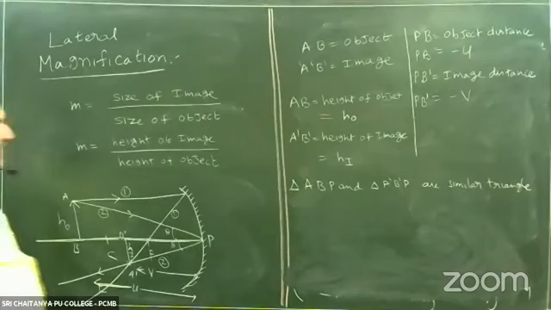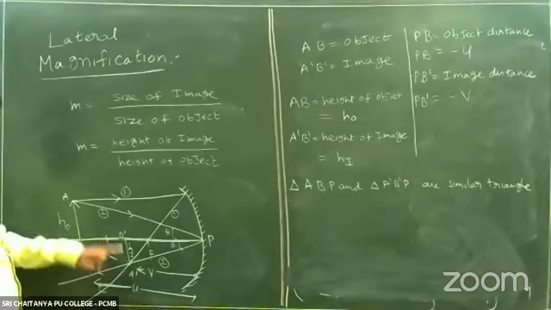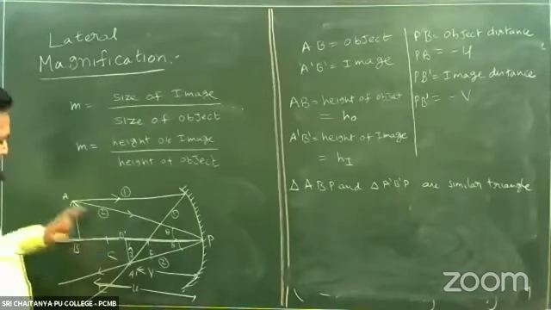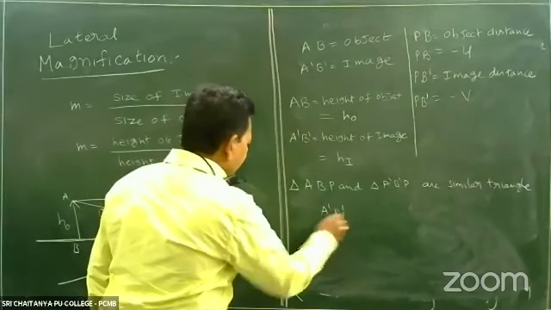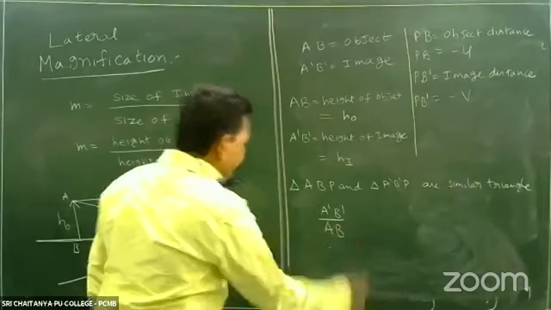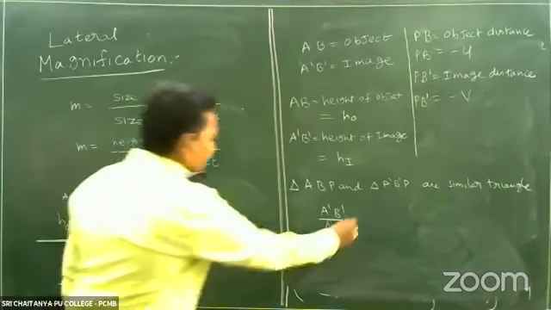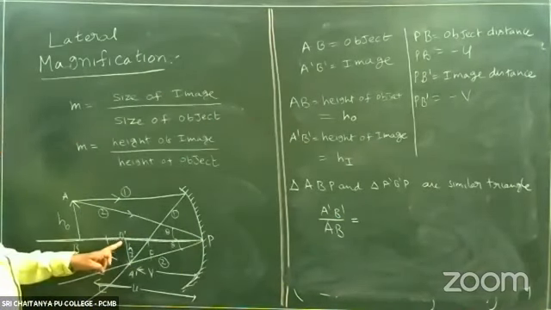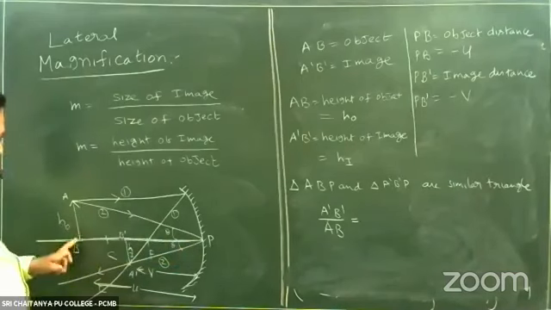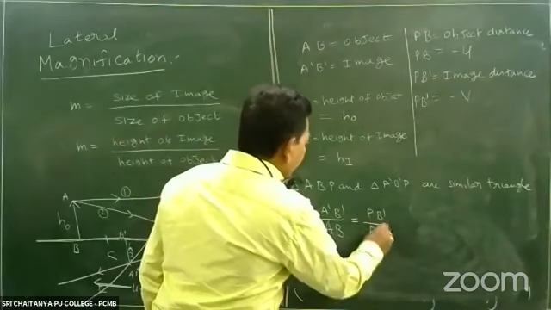First I will take triangle A dash B dash P. What is the opposite side? A dash B dash. In ABP, what is the opposite side? AB. So opposite side by opposite side: A dash B dash by AB is equal to adjacent side by adjacent side. What is the adjacent side? PB dash, and in the other triangle PB. So PB dash by PB.